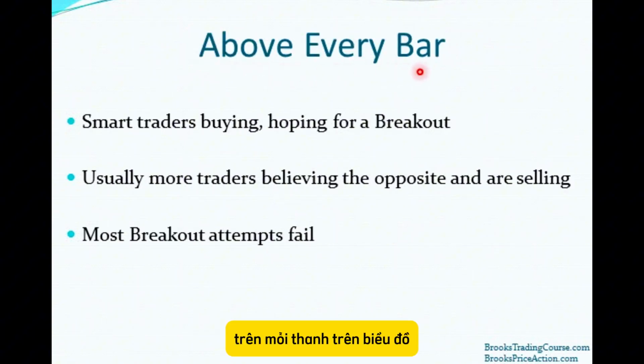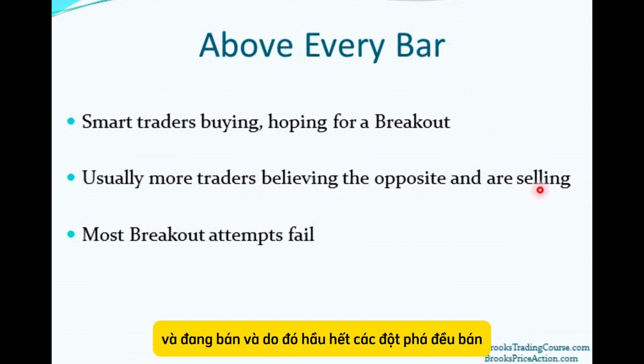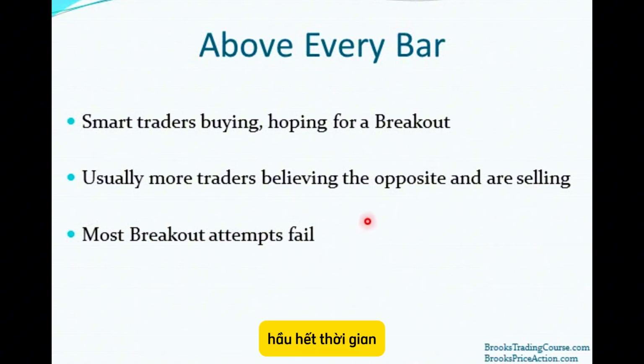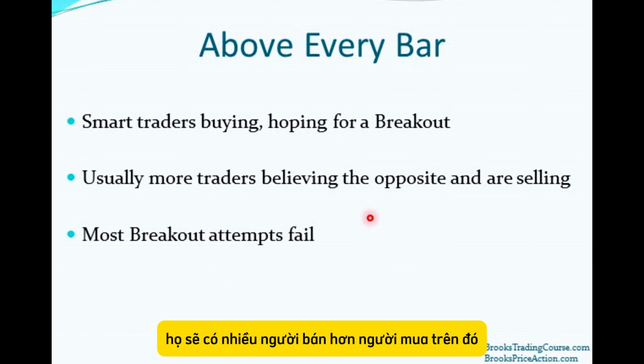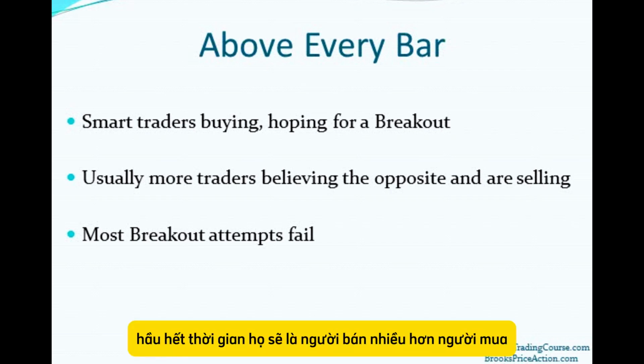Above every bar on the chart, there are very smart traders, institutional traders, buying, hoping for a successful breakout. Usually, there are more traders believing the exact opposite and are selling, and therefore most breakouts fail. So if the market goes above the high of the prior bar, most of the time there'll be more sellers than buyers up there. If it goes below the low of the prior bar, it's trying to break out below, most of the time there'll be more sellers than buyers.